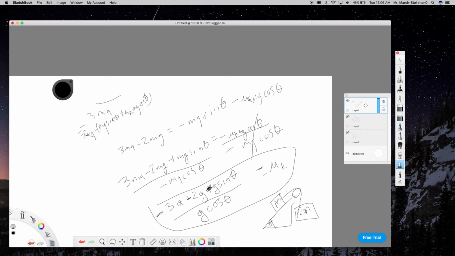Just as a reference, general steps: free body diagram, sum of your forces, both x and y, for each object. And then solve for the desired variable. You can always plug in values here. So you can see that the mu k doesn't depend on mass. Okay, thanks.